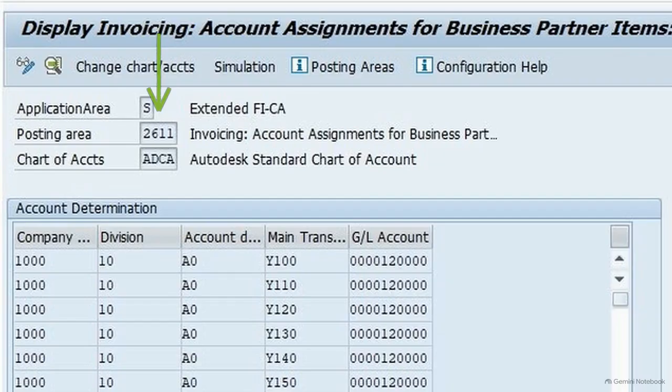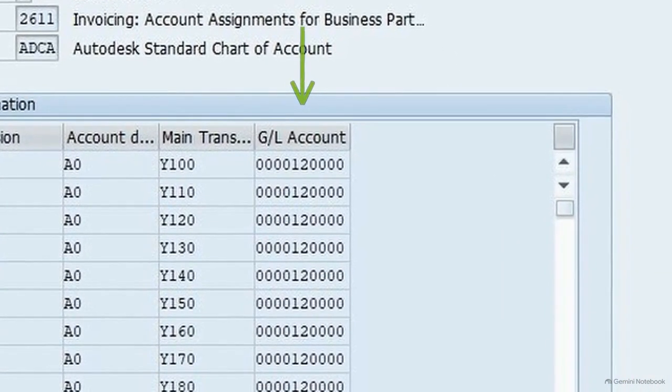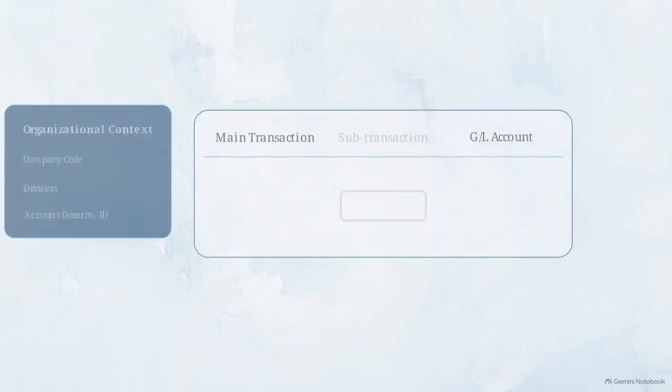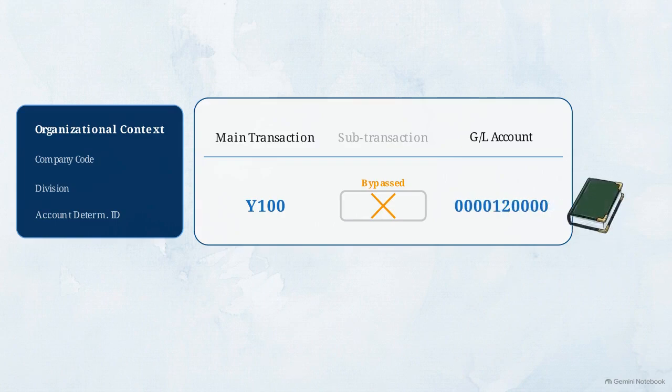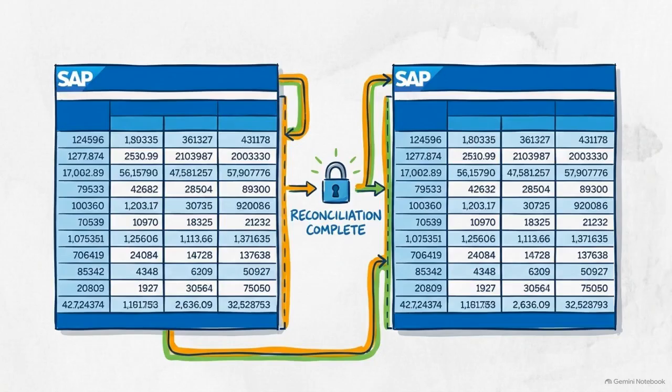This side of the posting is managed by Posting Area 2611. This table is responsible for determining the general ledger reconciliation account for receivables. While individual invoices hit the customer subledger, Posting Area 2611 summarizes that activity for the general ledger. In this table, a specific main transaction maps directly to a GL account. Sub-transactions are bypassed, since receivables are grouped at the main transaction level for reporting. This ensures that millions of individual customer transactions always reconcile with the primary corporate accounts.